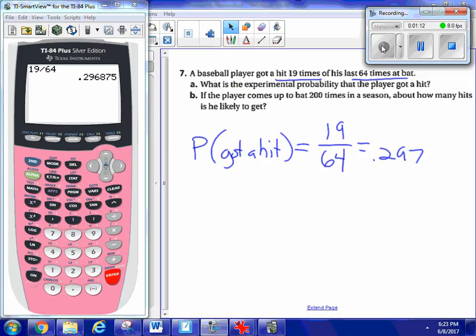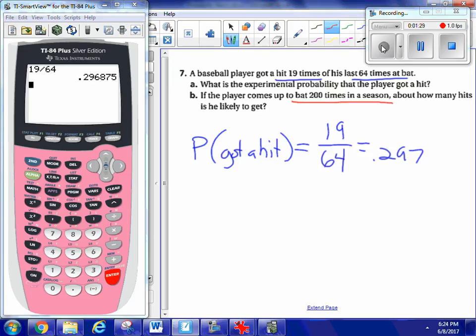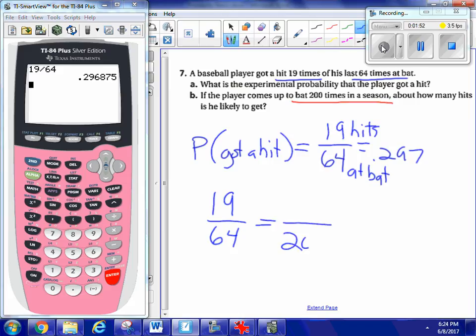But now we're extending the problem a little bit further. He got a hit 19 out of 64 times at bat, but what if he comes to bat 200 times in a season? How many hits is he likely to get? Let's look at this more carefully. 19 hits was our favorable outcome out of 64 times at bat. So we have a ratio of 19 to 64, but instead of 64 at bats, we're going to have 200 at bats. To keep the same ratio, what is going to be our number of hits?